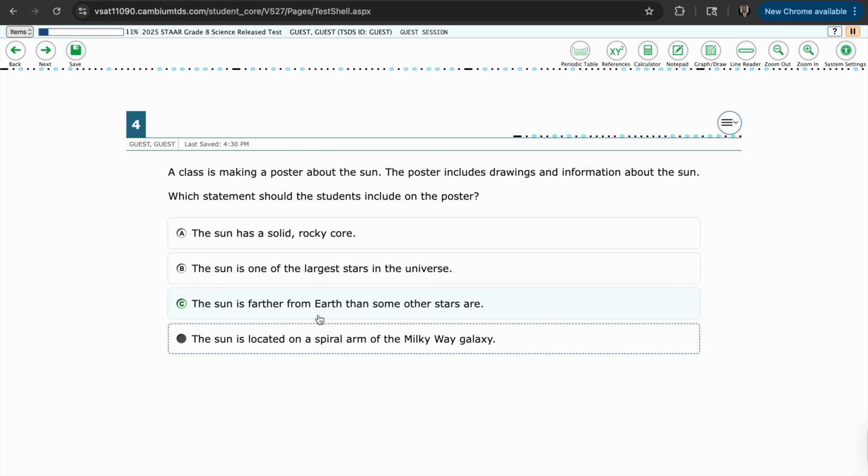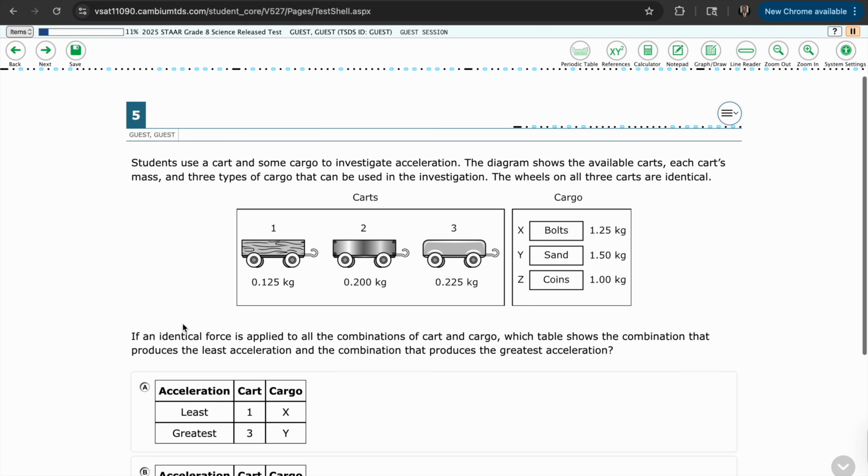Also, the sun is farther from Earth than some other stars are. Well, we know that the sun is the closest star in our universe. Okay? I mean, at least in our galaxy, right? And the sun is located on a spiral arm of the Milky Way galaxy. Well, we know that we are in the Milky Way galaxy, and so that's where the sun is located. Let's keep moving. All right.